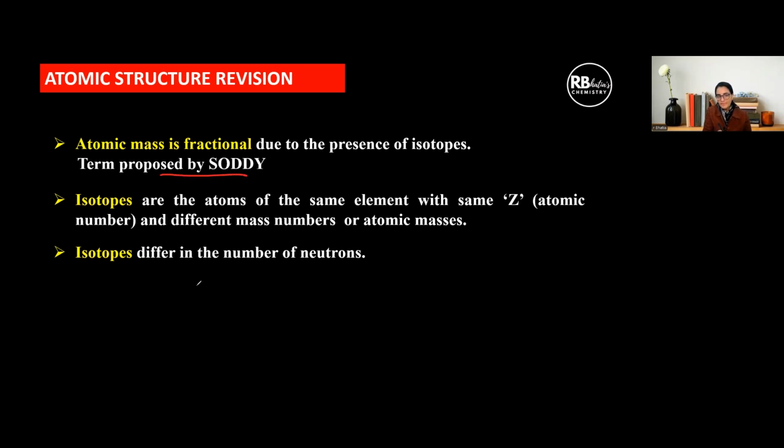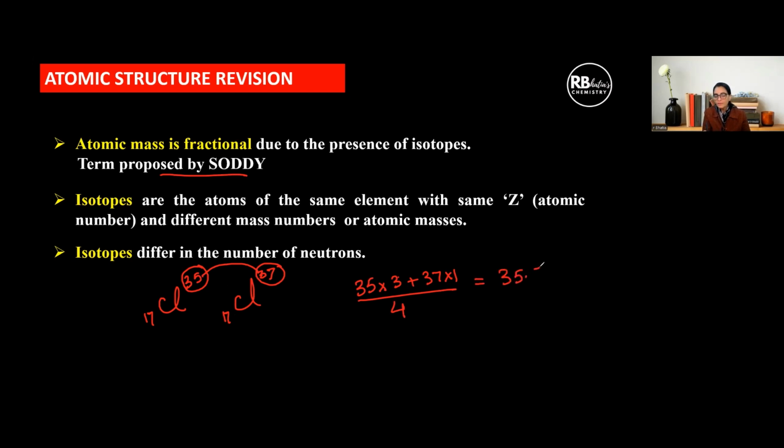Now, what does this mean basically? Children, if I talk about chlorine-35, as we did in one of the lectures of mole concept as well, chlorine-35 and chlorine-37, these are the two isotopes of chlorine. So each has a mass number which is a whole number, right? But if I calculate the average atomic mass, I'm going to calculate it as 35 into 3/4 plus 37 into 1/4. Why? Because this is the fractional abundance of these isotopes. This comes out to be 35.5.